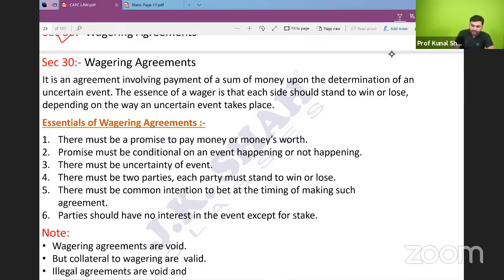So it is an agreement wherein a person will pay money or money's worth. Either you pay me money or you pay me in money's worth. I said, okay, if India wins, you give me iPhone 12. If India loses, I will give you iPhone 12. So there is no involvement of money, it is an involvement of money's worth. So either there is an involvement of money or there is involvement of money's worth.